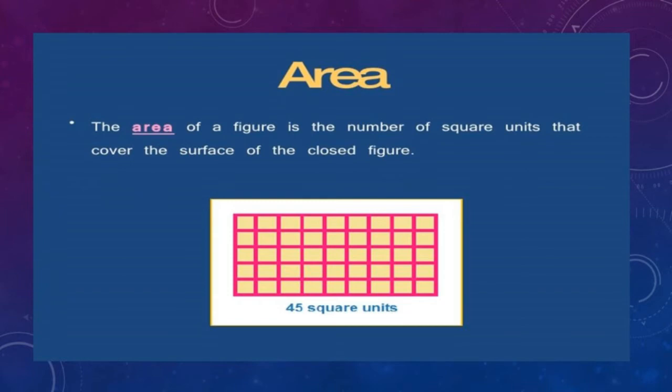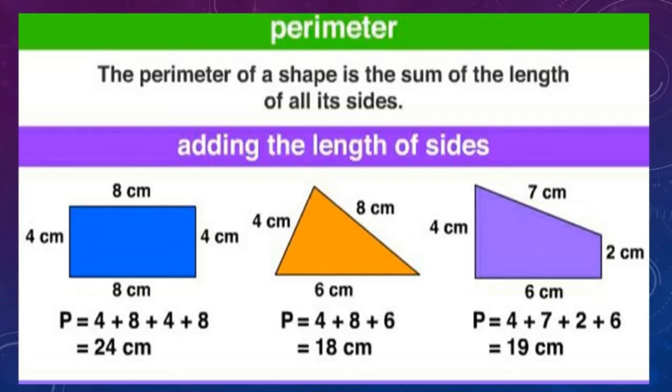Area is the number of square units in a closed figure. That we call area. Perimeter is the length of all the sides. That means perimeter covers the length of all the sides. For example, a rectangle has four sides, and opposite sides are equal. Both the breadths and both the lengths will be measured. That is called the perimeter.